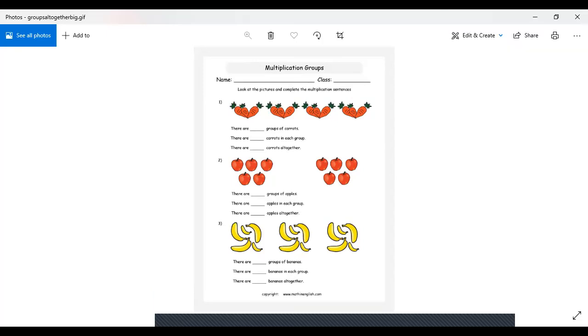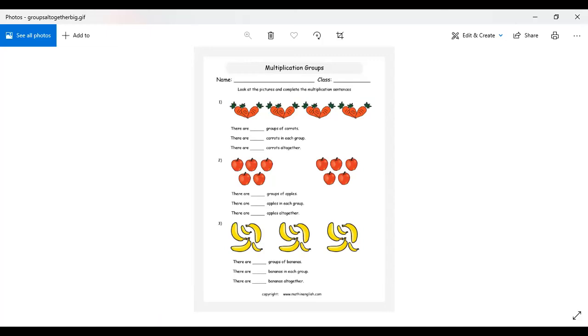At first, we have carrots, right? Okay, how many carrots are there? How many groups are there? Four. There are four groups of carrots. Excellent. There are dash carrots in each group. Three. Wonderful. There are dash carrots altogether. You will multiply the groups with the carrots. How many groups do we have? Four. How many carrots in each group? Three. So in order to find the total, you will multiply four with three. And four times three is 12. Excellent.